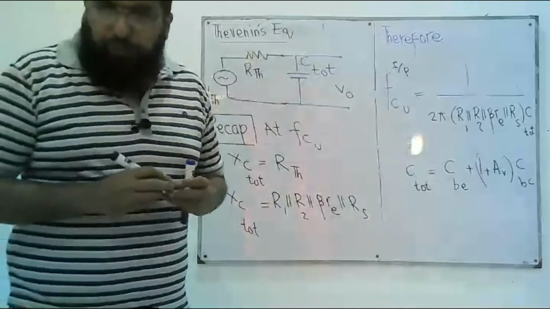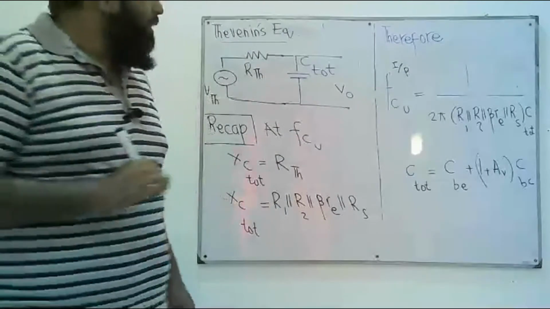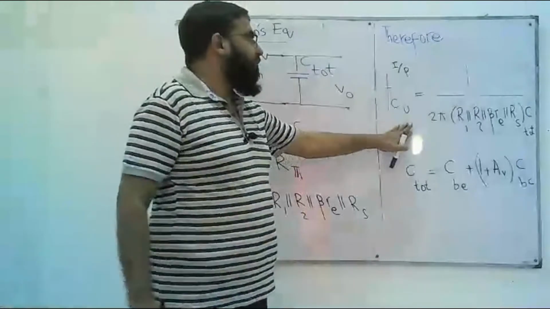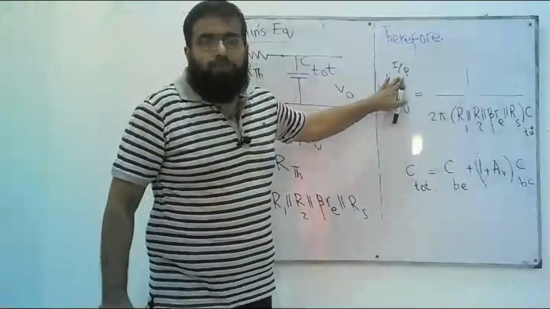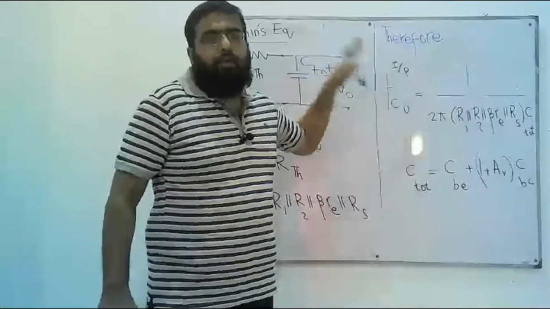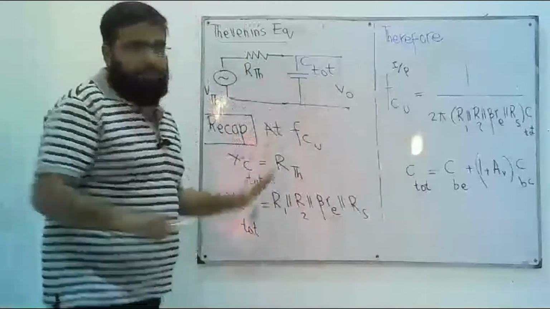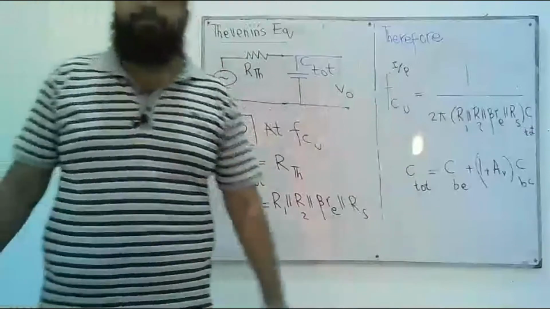Right, that's all for this lecture. In the next lecture, we will find the expression to find FCU due to the equivalent capacitances on the output side. But there will be junction capacitance, and we are discussing the upper cutoff frequency. All right, thank you.